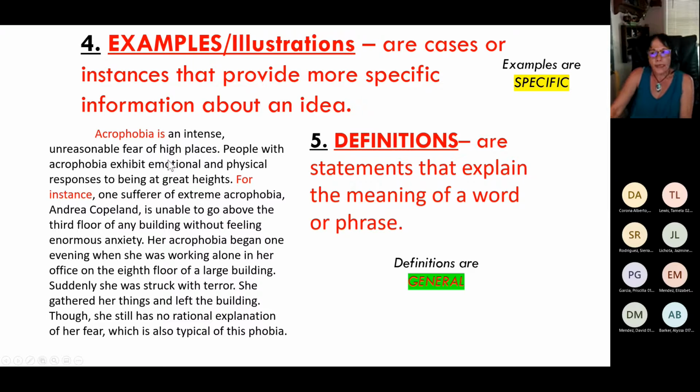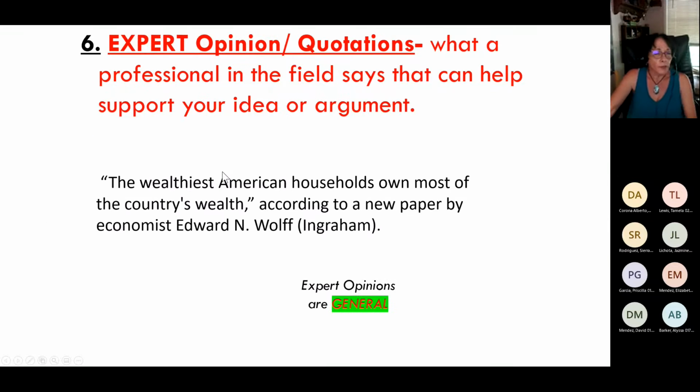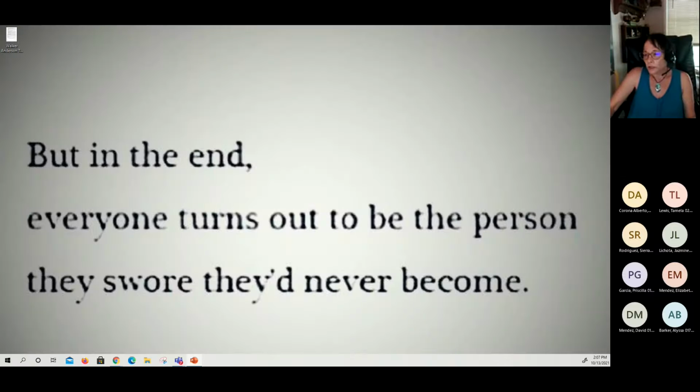But the last type of supporting detail that you can use is an expert opinion. And expert opinions, you're always going to have to name who the expert is, tell what they're, state what they are an expert in, is what I'm trying to say, and give the quote. And you're choosing something that proves your opinion or expresses your main idea better. But those are the types of supporting details. So let me stop sharing.